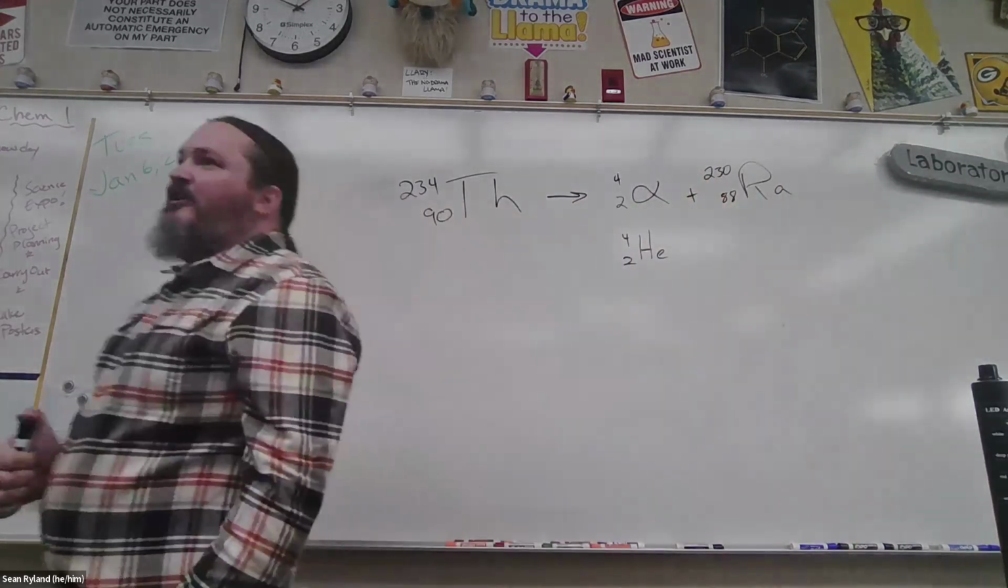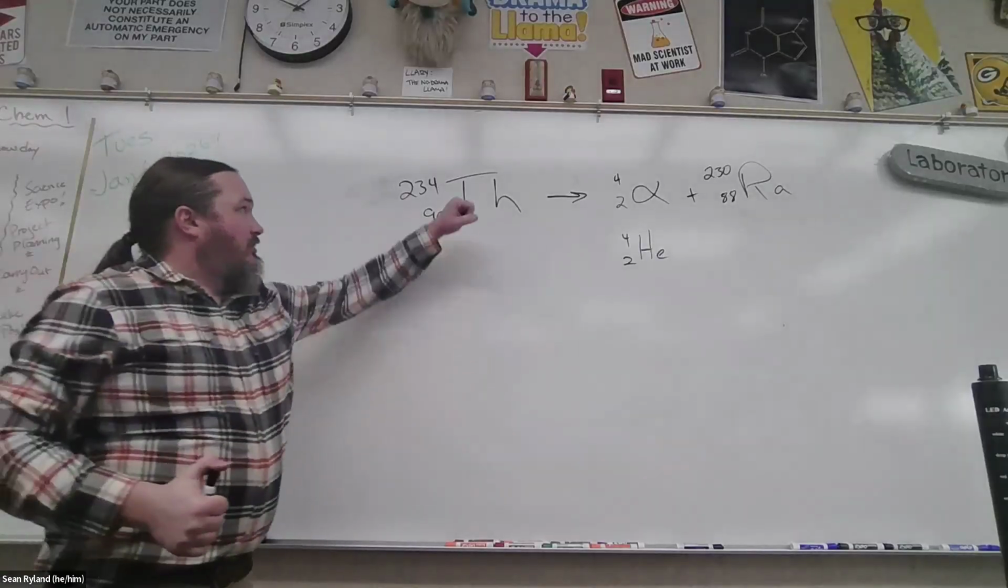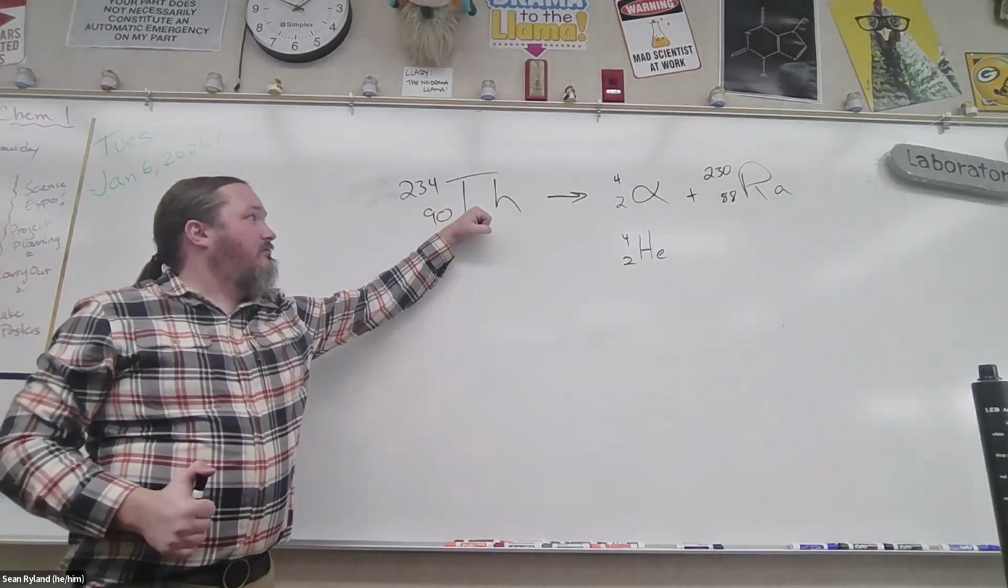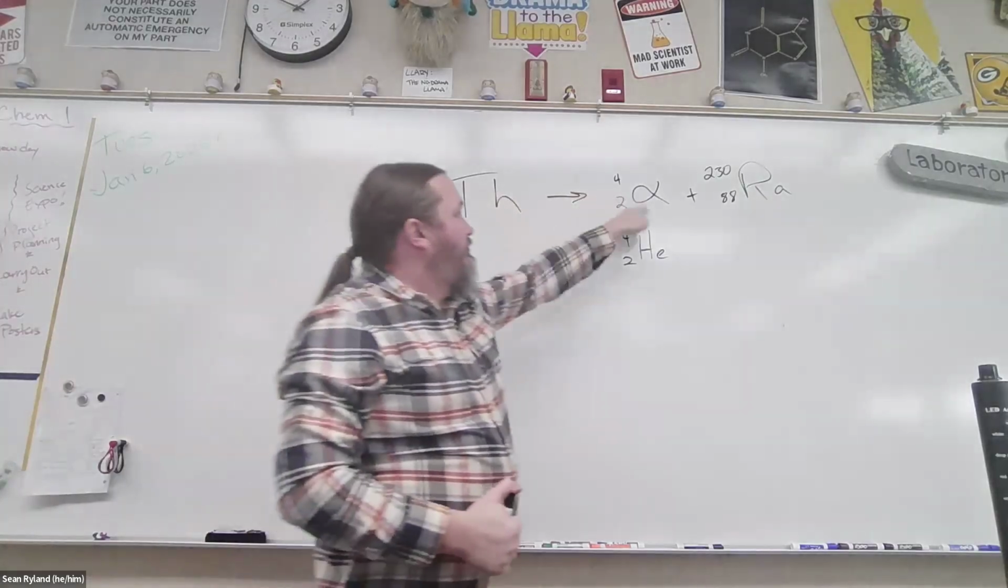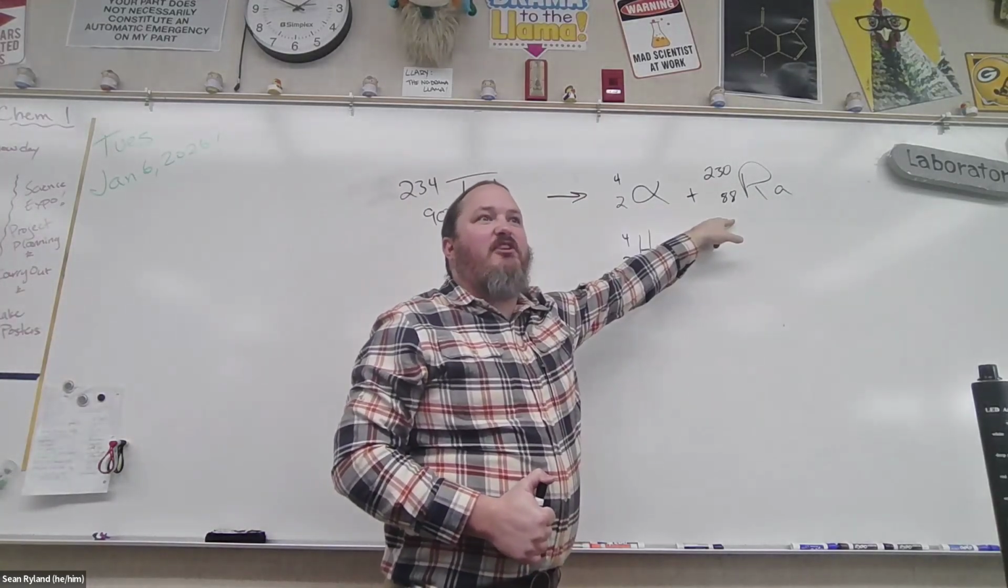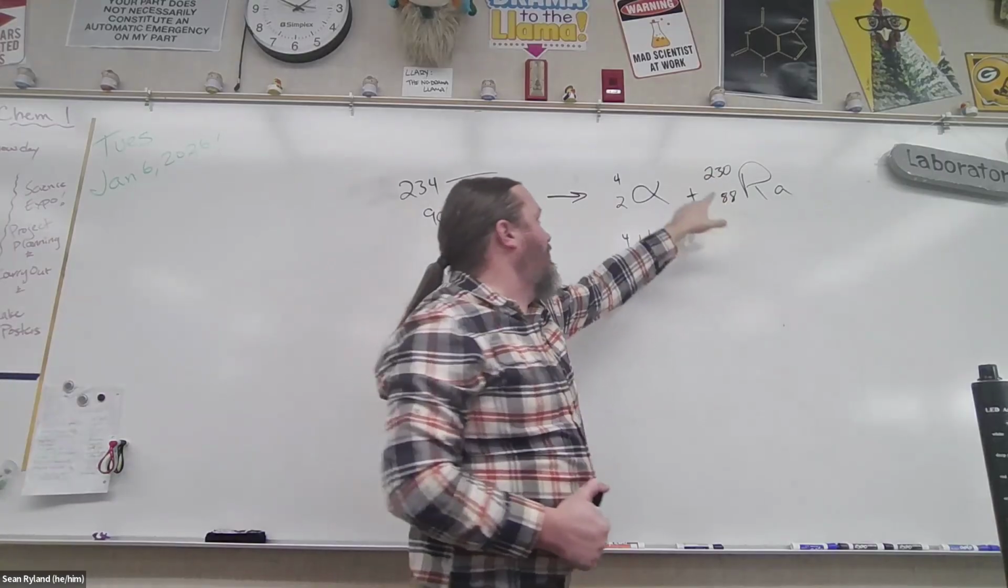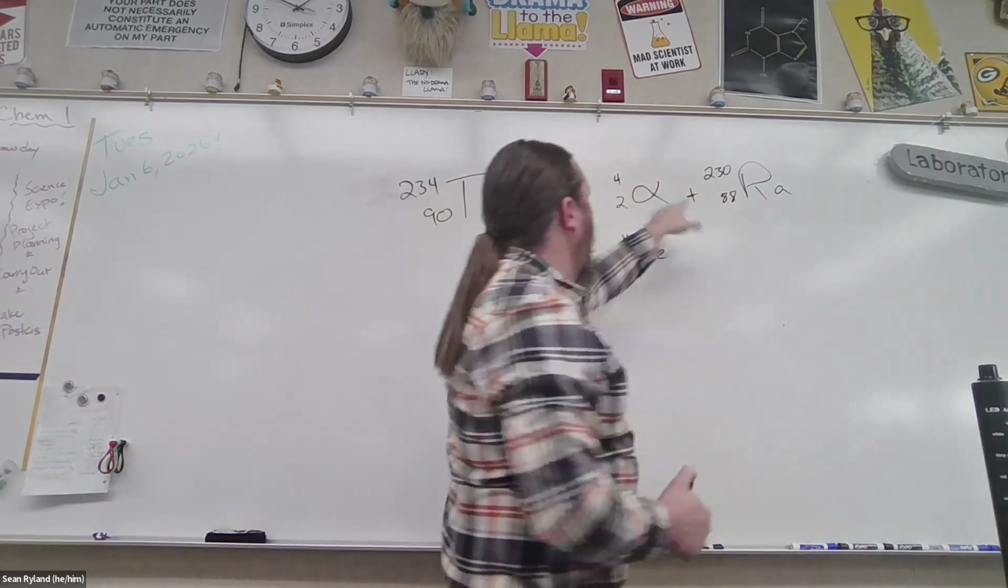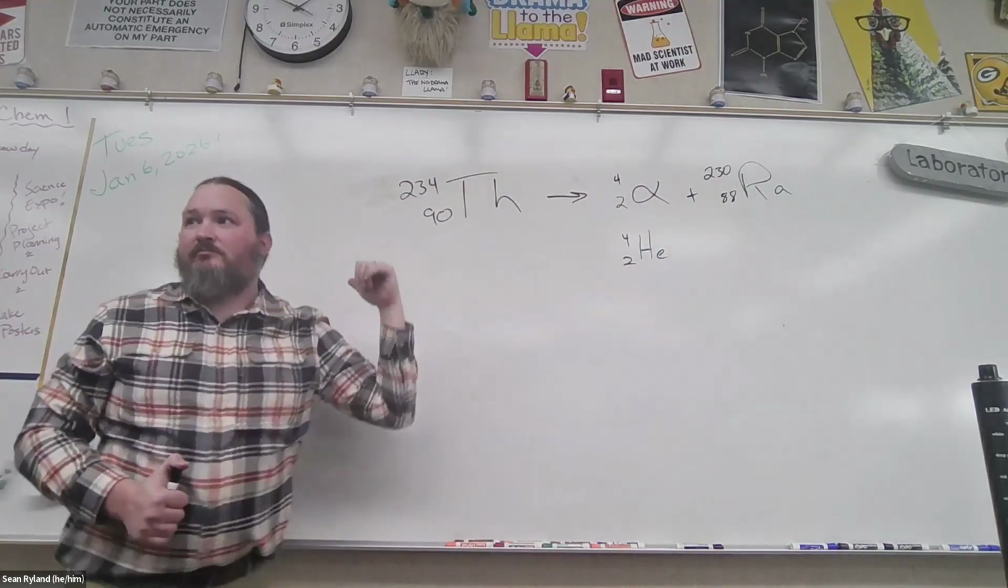Right, so if it goes through an alpha decay, you just take what you started with, make an alpha particle, and then whatever pieces are left, because you still need this to add up to 234 with 90 protons.